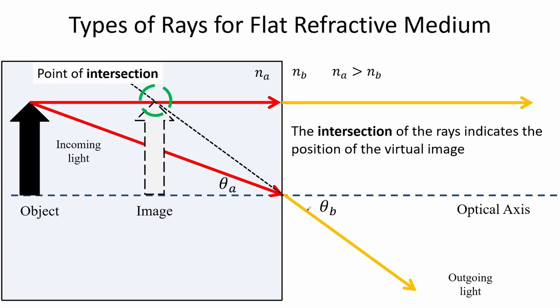To graphically show the position of the image generated, we consider the point of intersection. Clearly, on the outgoing rays they do not intersect at any point. However, looking at the media where incoming light is positioned, the rays intersect and show the position of the image.